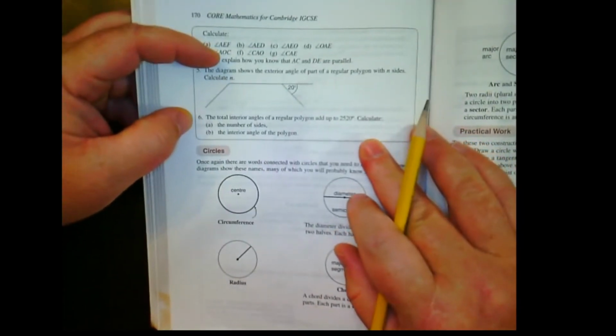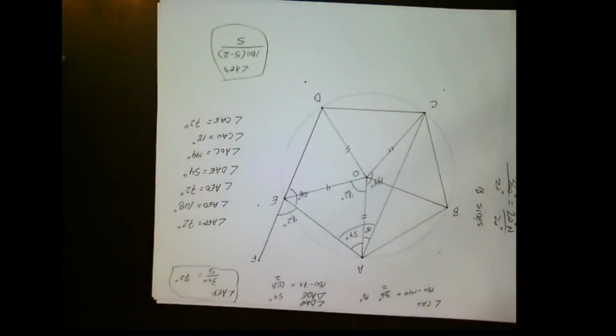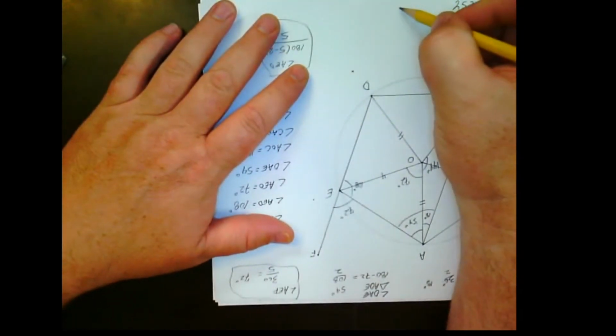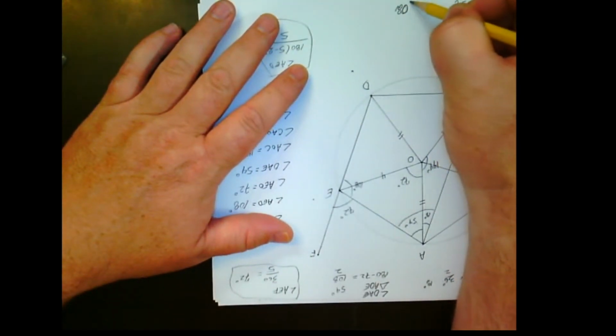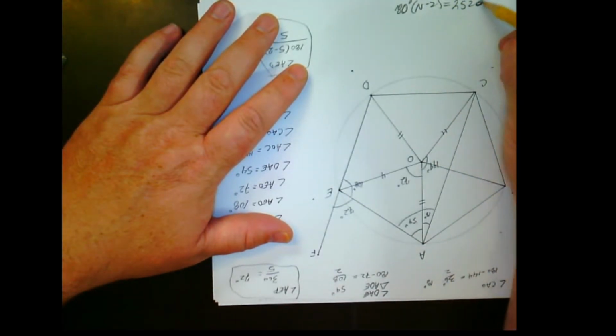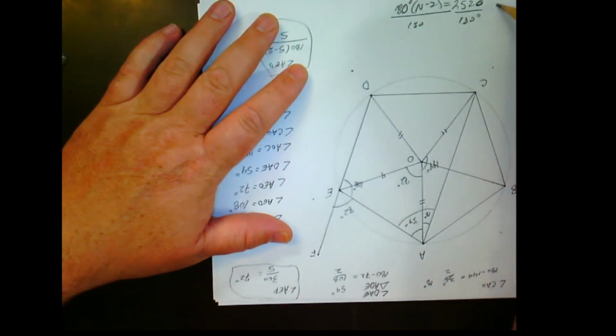Number 6 says the total interior angles of a regular polygon add up to 2520, and you have to figure out the number of sides and then what the individual angle would be. So 2520 is the sum of the interior angles. Well, to figure out the sum of the interior angles, you use this formula right here. Right? So divide both sides by 180. And then you're going to add 2. So n is going to be equal to whatever this calculation turns out to be.